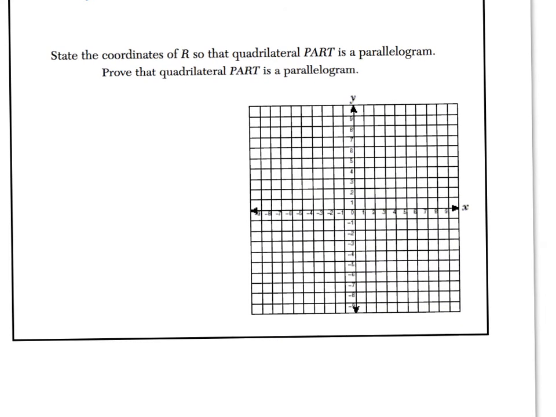This question says, state the coordinate of R so that quadrilateral PART is a parallelogram. Meaning what they want you to do is draw your 3 points, and I'm just going to make up some points right now. Let's pretend they gave you these 3 points for your triangle. They're saying make these 3 points into a parallelogram now. So right now you're looking at a triangle, but you've got to add another point so it looks like a parallelogram. Well, how would you do this?